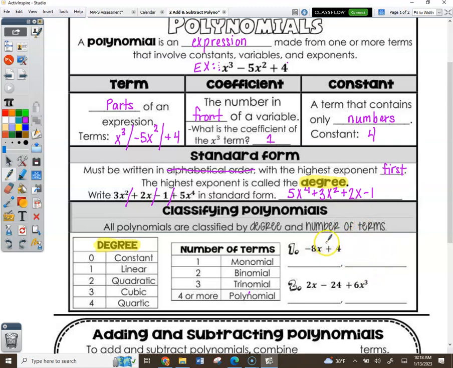So if you look at this x, what degree is it right here? What's understood to be here? Careful. I can see the x, that means there's a 1 there. So what is the name for the degree? It's linear. That means it's a line if you were to graph it. Now in terms of how many terms there are, how many are there? There's 2, so it's a binomial.